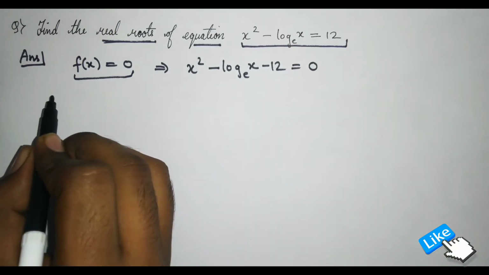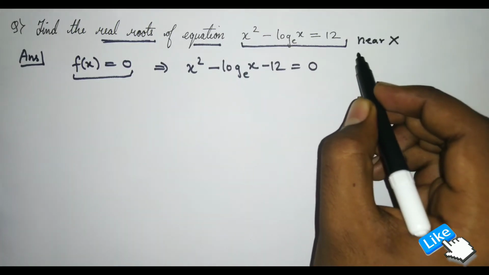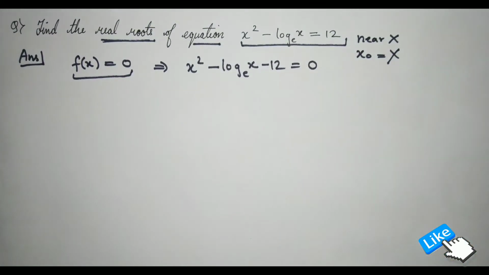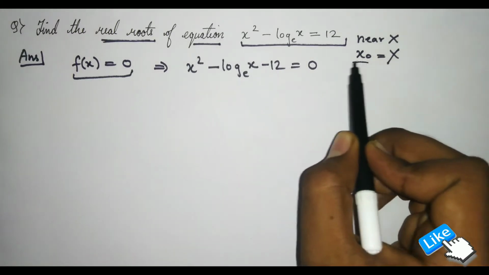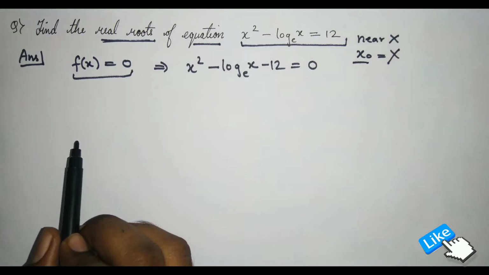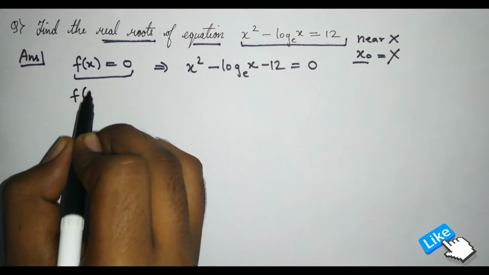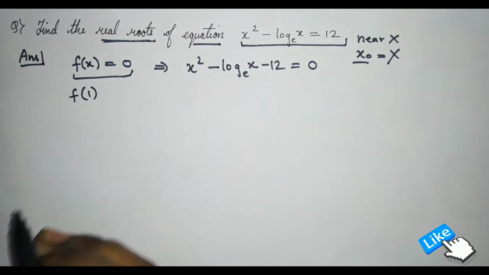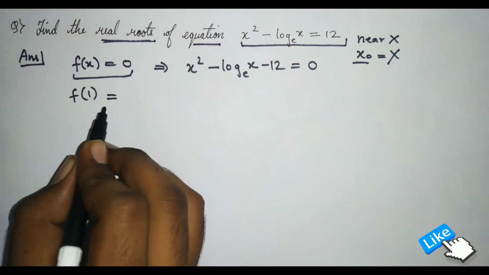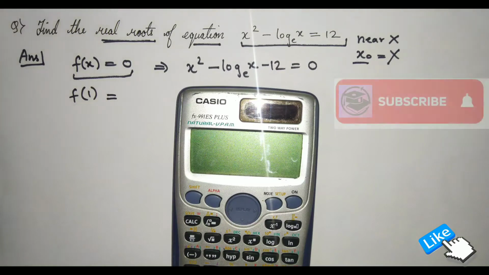Now moving on to the second step. Observe that in this question the nearest value, the x naught value, is not given. In the previous question we solved, the x naught value was given, right? In this question we have to find the x naught value. How to do that? You have to do one more step here. In place of x, you have to put 2 consecutive natural numbers, starting with 1. Now f of 1, you can directly do it in the calculator itself.